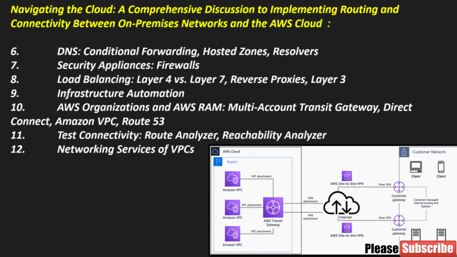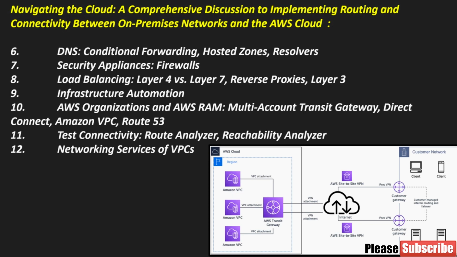The 10th will be AWS Organizations and AWS RAM, that is for multi-account Transit Gateway, Direct Connect, Amazon VPC and Route 53. As I have explained in an earlier lecture part, managing multiple AWS accounts requires a thoughtful approach. So AWS Organizations and AWS Resource Access Manager, that is RAM, facilitate the multi-account setups for services like Transit Gateway, Direct Connect, Amazon VPC and Route 53 too.